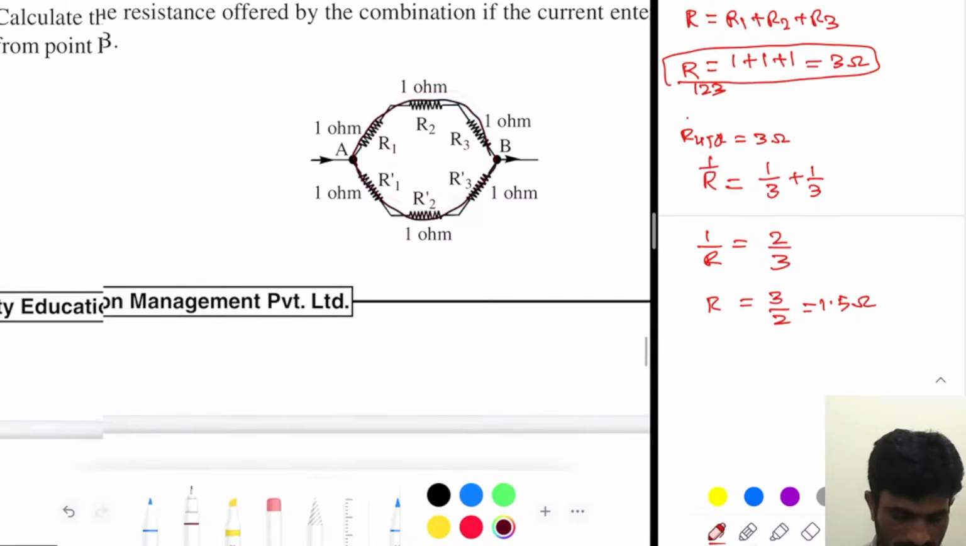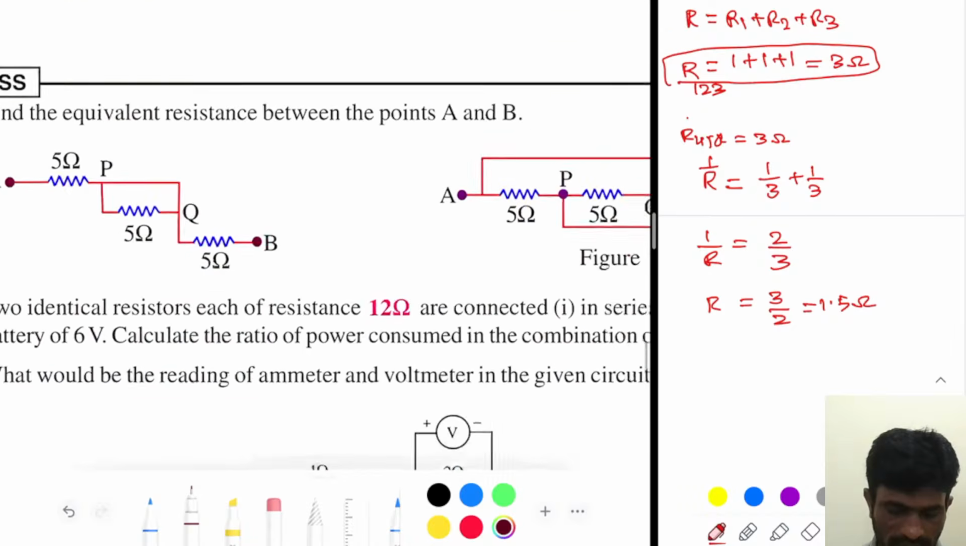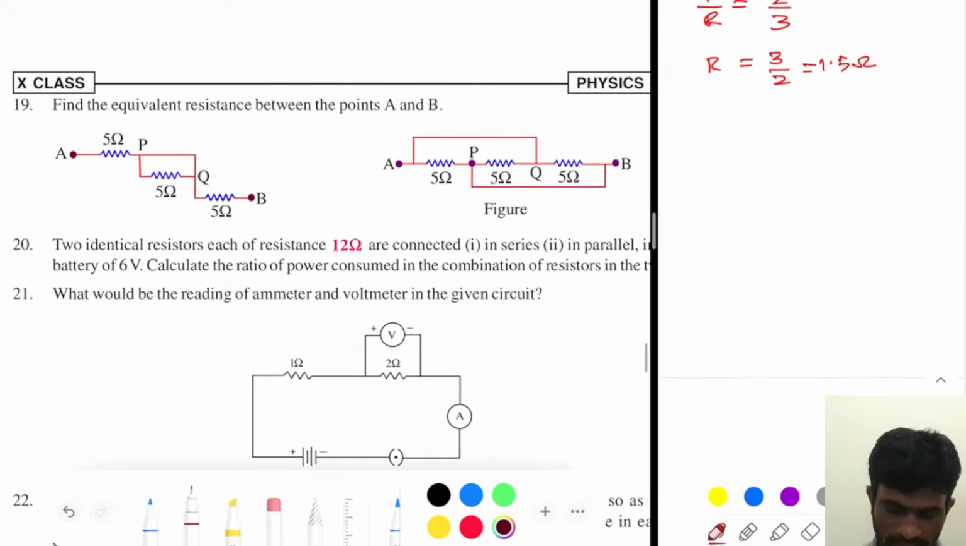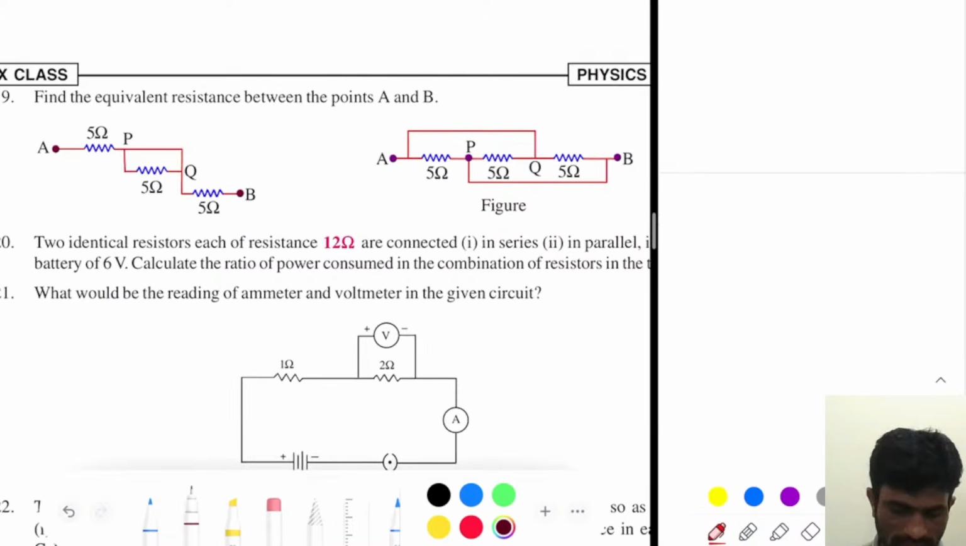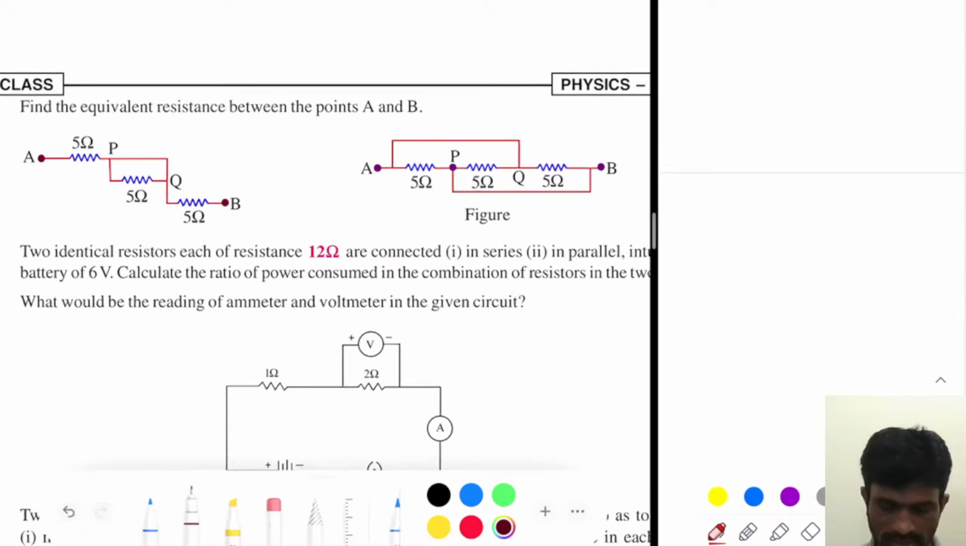Okay, that's okay. Now here I see many people confused about this also. Question number 19. How are they connected? In the first case, if you see, resistors are there like this, one is like this. This is A to P.